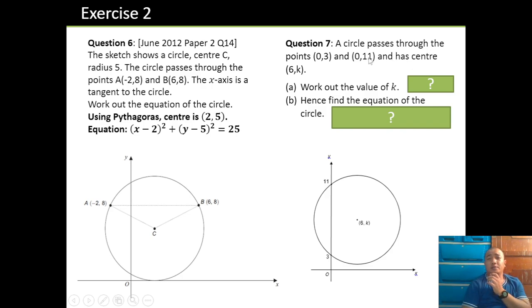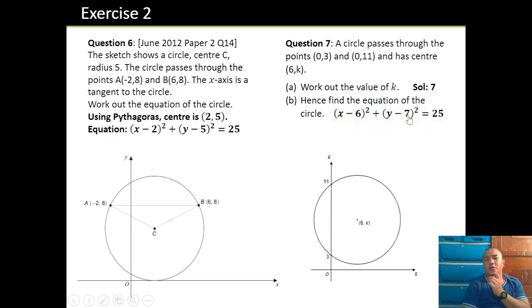The circle passes through the points (0, 3) and (0, 11) and has a center (6, k). What is the value of k? The answer is 7. Just think of the midpoint formula there. So the equation is (x - 6)² + (y - 7)² = 25. Where did you get 25? The radius, the distance between the center and any of these 2 points.